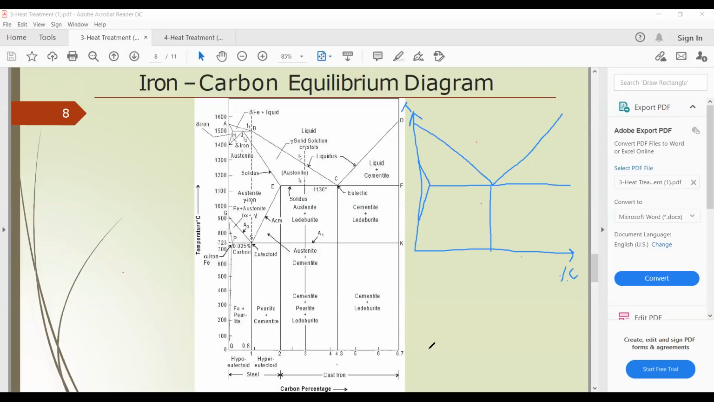First thing, ferrite. Ferrite, as we just discussed, has a very small amount of carbon, or ferrite does not have any carbon compound. So in this triangle phase, ferrite is available. Okay, so this is ferrite.